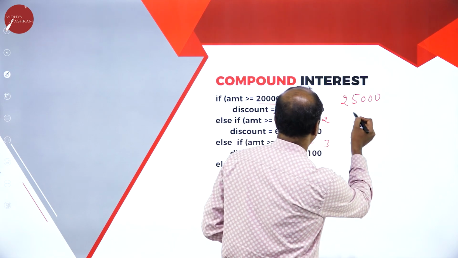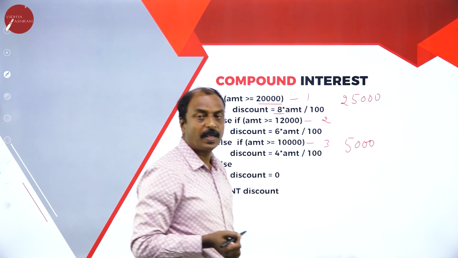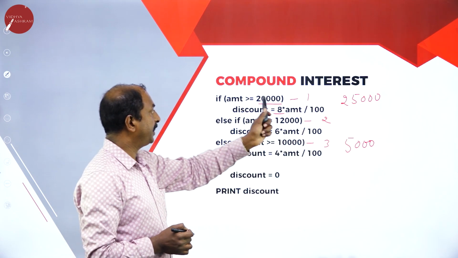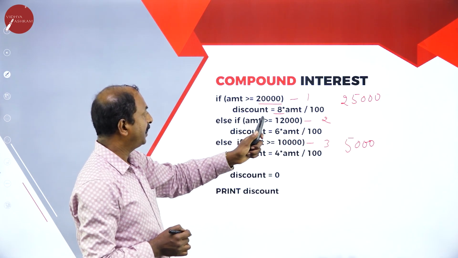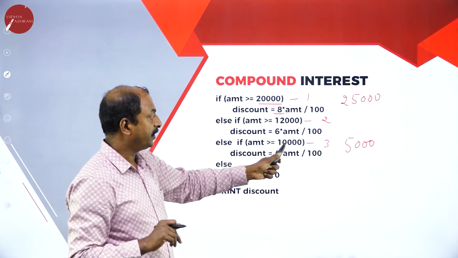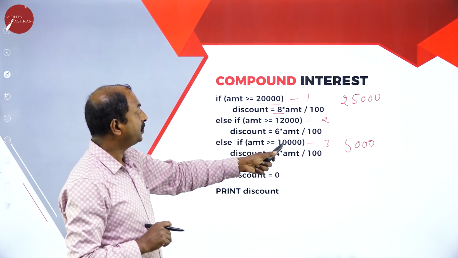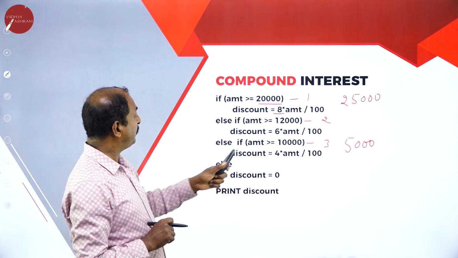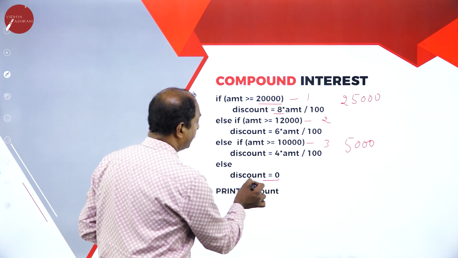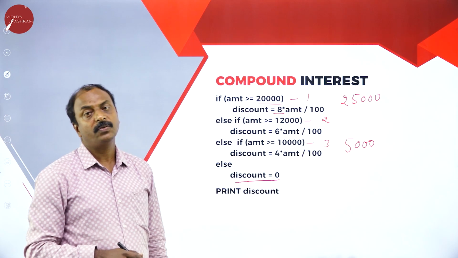Now, if the amount entered by the user is, for example, 5,000, check the first condition: is 5,000 greater than this? No, the condition fails here. Even this condition fails, and this condition also fails: is 5,000 greater than 10,000? No. Again, if all the conditions are false, then it goes to the last statement, that is else here. So it says discount is 0. So this is how the if-else-if construct works.